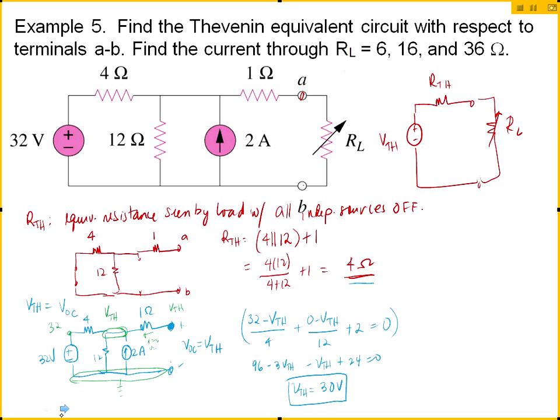Okay? So we looked at several examples, like this one here. To find R Thevenin, we replaced the voltage source with a short and the current source with an open, and then we found the equivalent resistance as seen by terminals A, B. And to find the V Thevenin, we yanked out the load, replaced it with an open circuit, and computed the voltage across that open circuit. Then we found V Thevenin.